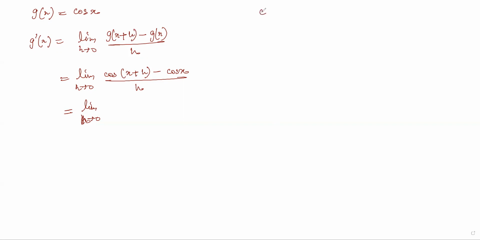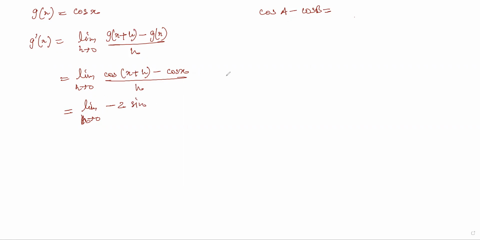Does someone remember the formula for cos A minus cos B? Minus 2 sine (A plus B) by 2 into sine (A minus B) by 2. Good, very good. You can also use that. Let's use that only in this case. So it should be minus sine x. Yes, it should be minus sin x.